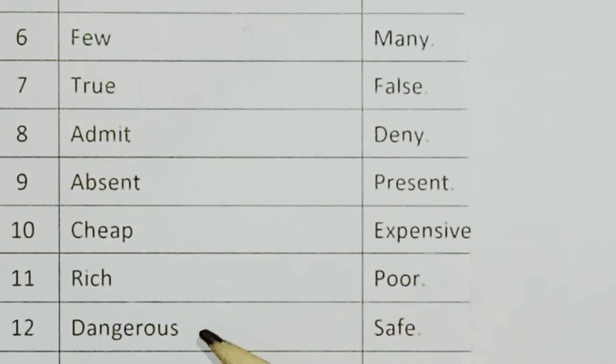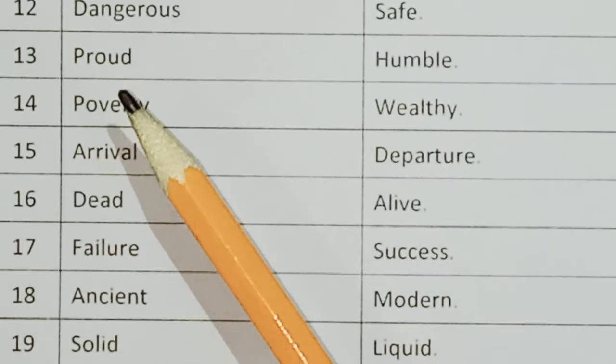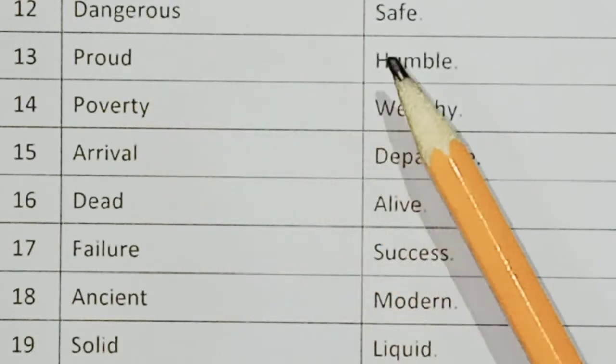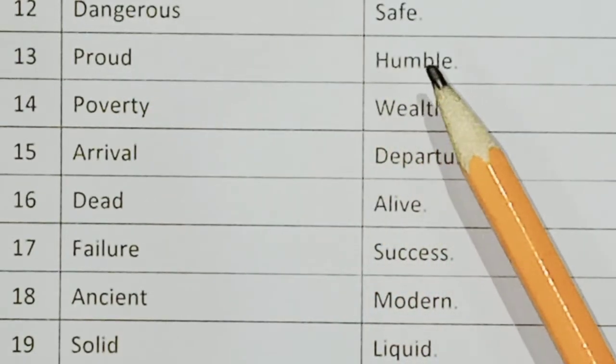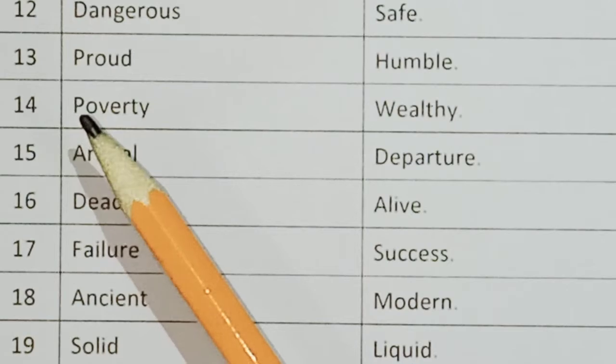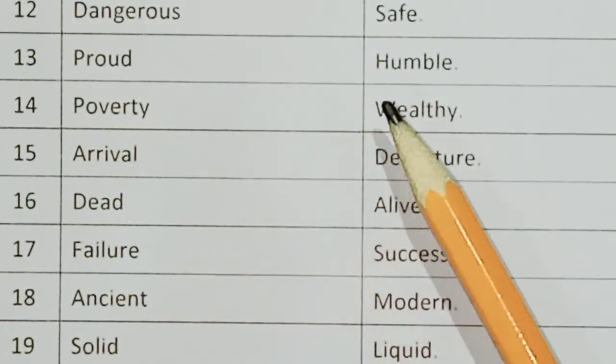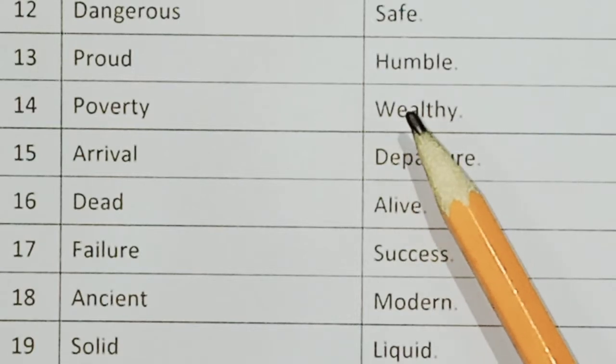Then the next word is dangerous. Dangerous means khatarnak. And the opposite of this word is safe. Safe means mehfooz. Then the next word is proud. Proud means maghroor. And humble. Humble means opposite. Then the next word is poverty. Poverty means ghurbat. And the opposite of this word would be wealthy.